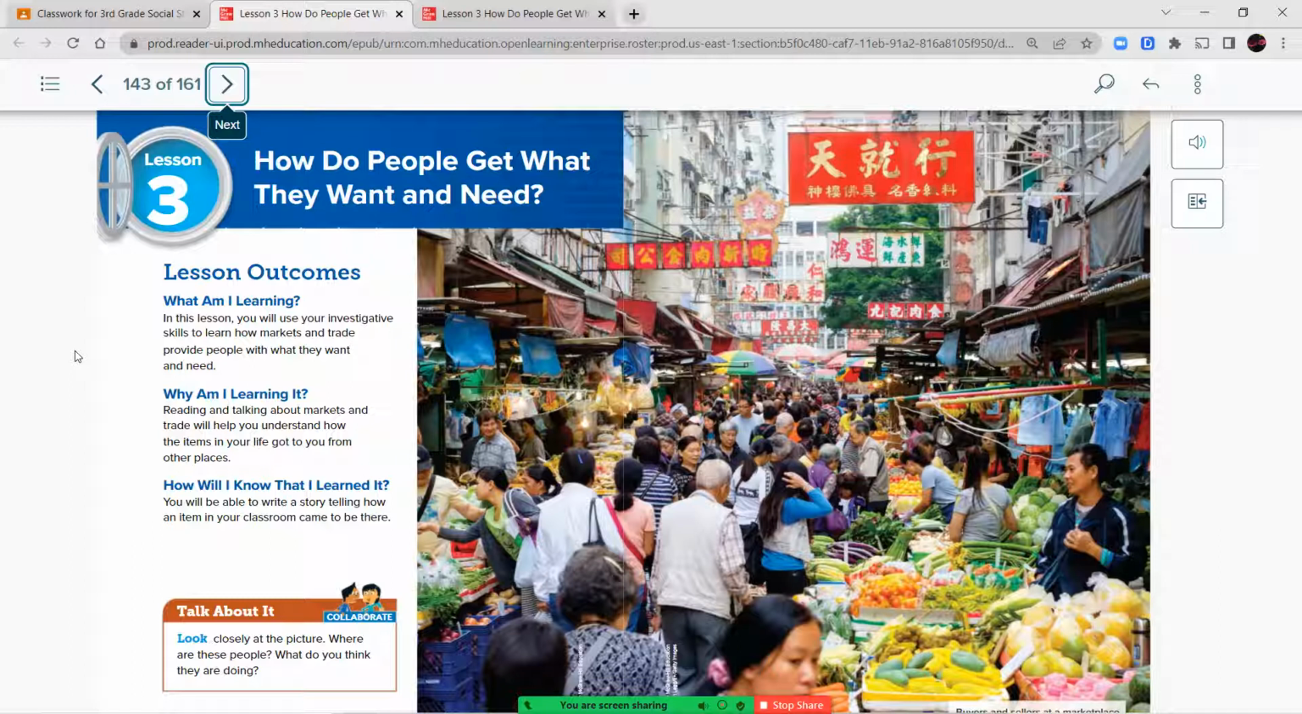This lesson will focus on how people get what they want and need. In this lesson, we're going to use our skills to learn how markets and trade provide people with what they want and need. Reading and talking about markets and trade will help you understand how the items in your life got to you from other places. So here you can see a very, very busy market. A lot of people shopping for different things, a lot of different kinds of groceries. Let's go ahead and hop into our reading.